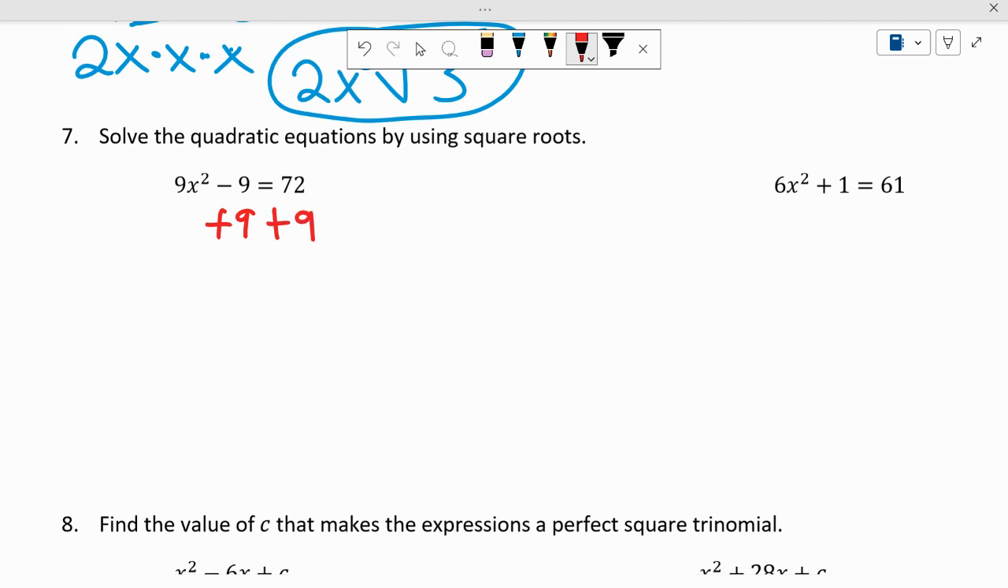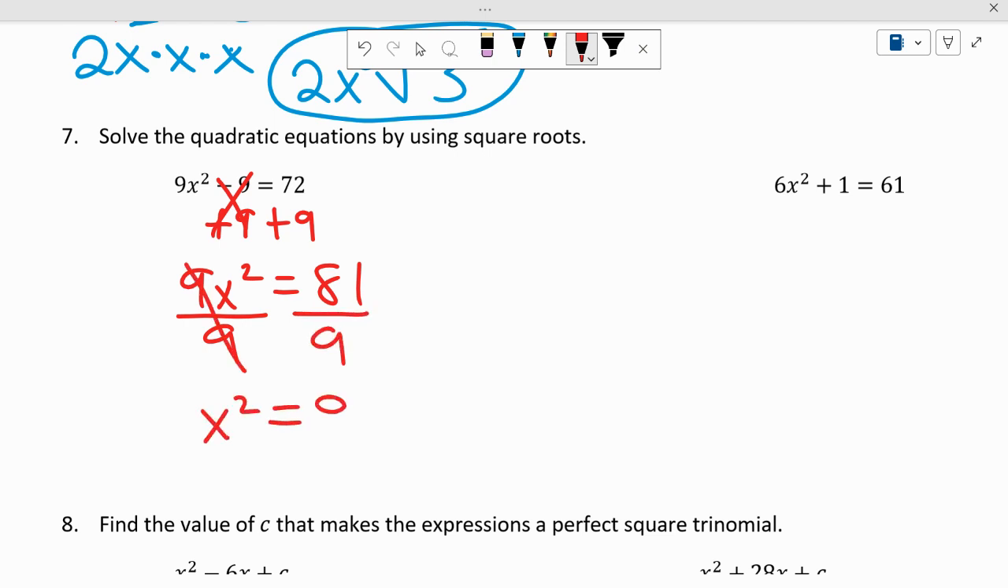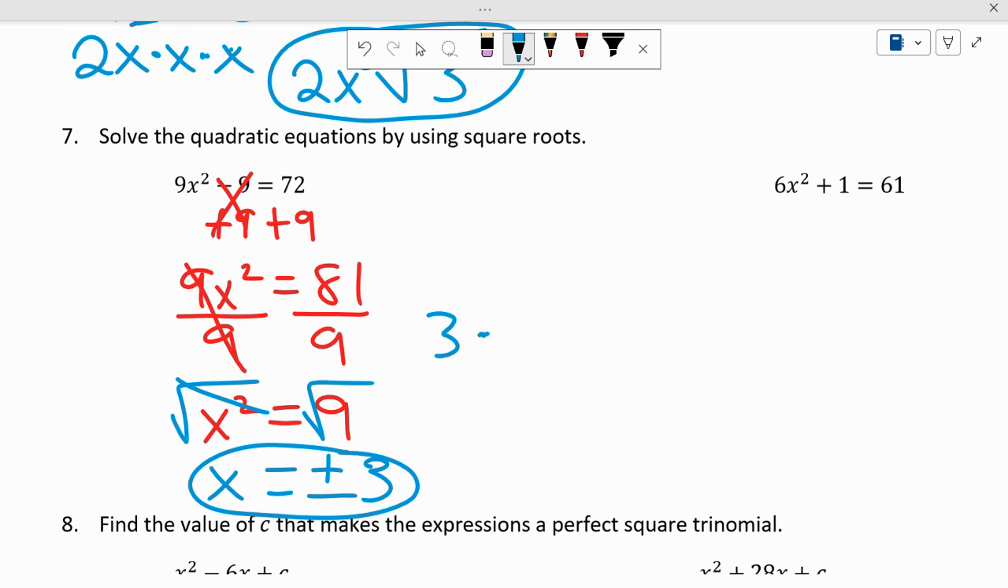So I'm going to start by adding 9. That's the opposite of subtracting. 9x squared equals 81. 9 is being multiplied, so I'm going to get rid of it by dividing. And then how do I get rid of a square? The exponent 2, we take the square root. And we get x equals 3. But don't forget the plus or minus. 3 times 3 is 9. But negative 3 times negative 3 is also 9. So 2 answers.